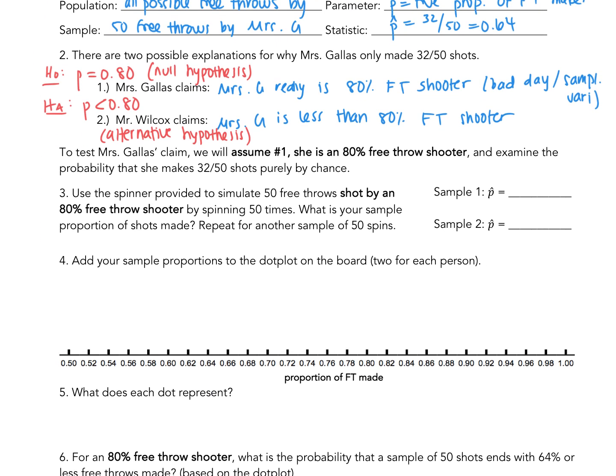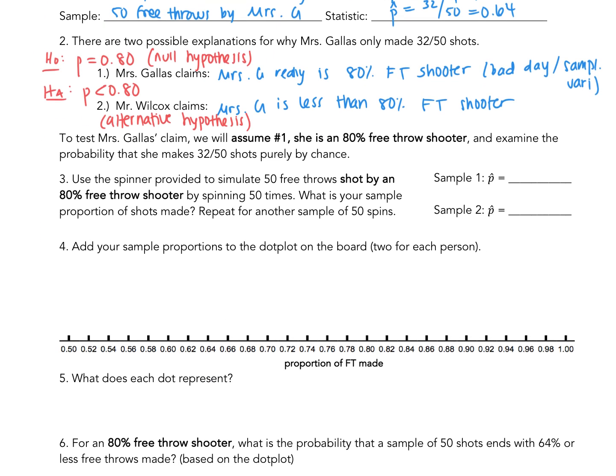To test Mrs. Gallus's claim, we are going to assume that she is the 80% free throw shooter and examine the probability that she would make 32 out of 50 shots purely by chance. It says use the spinner provided. We don't have a spinner, so we are going to use a random number generator. That's what you're going to do right now. So let's do this together.